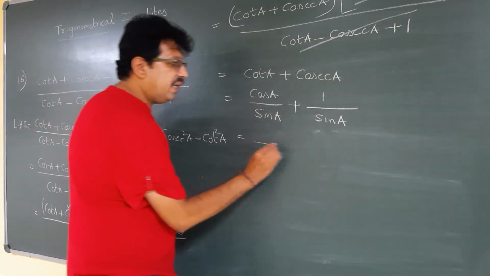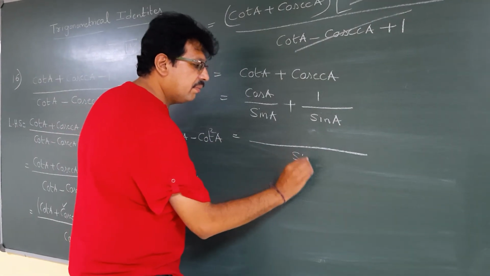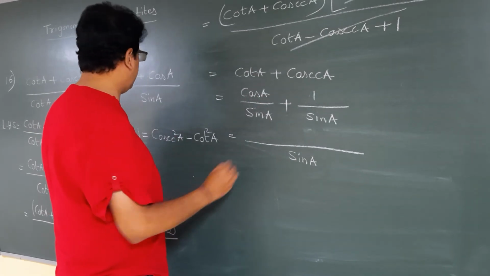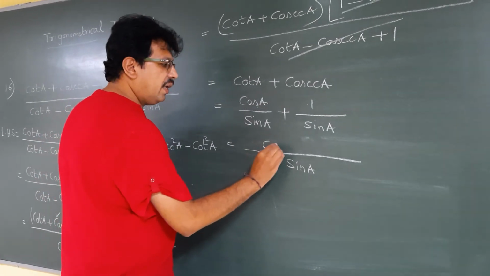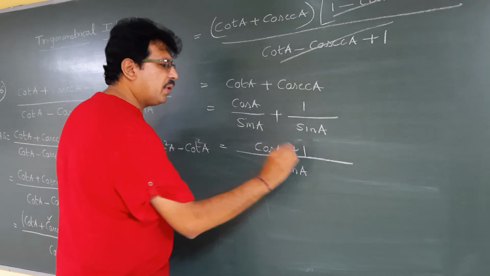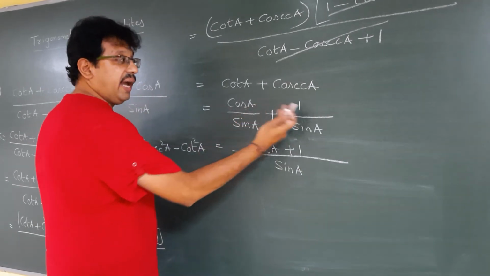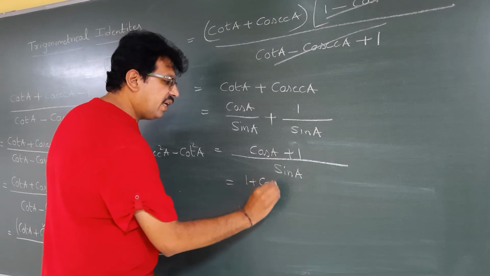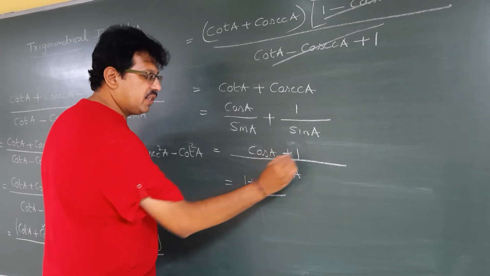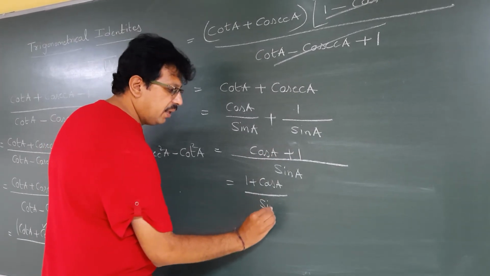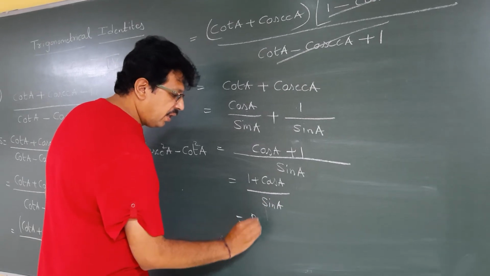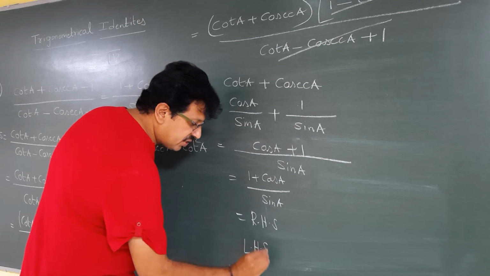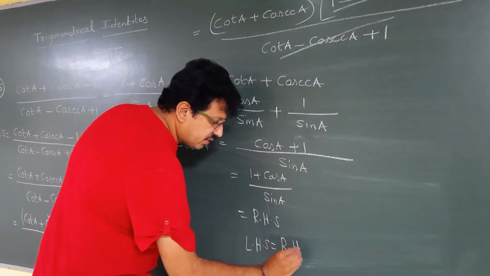So sine A is actually the LCM, and cos A plus 1, or you can write this as cos A plus 1, because the denominators are same, just add the numerators. So this is nothing but 1 plus cos A by sine A. Cos A plus 1 or 1 plus cos A, both are same. That's equal to RHS. So we have proved that LHS equal to RHS.